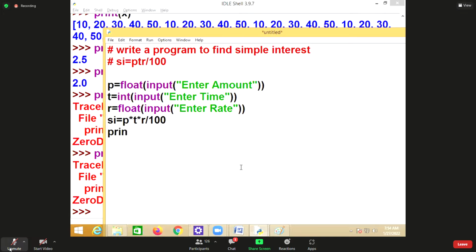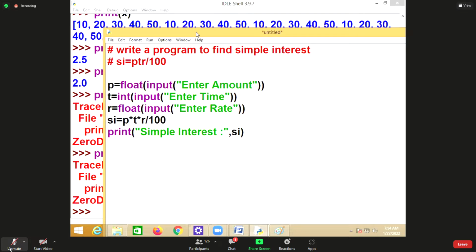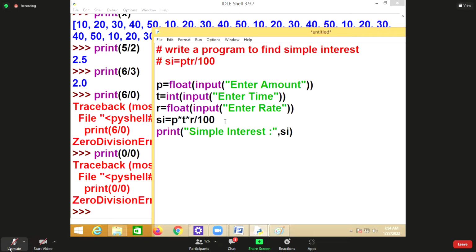After that, I'm displaying the simple interest. This is a heading, simple interest. I display the value of SI. SI is a variable. The first value is assigned to P, the second value is assigned to T, and the third value is assigned to R. Then you multiply and divide with 100. Save this here.